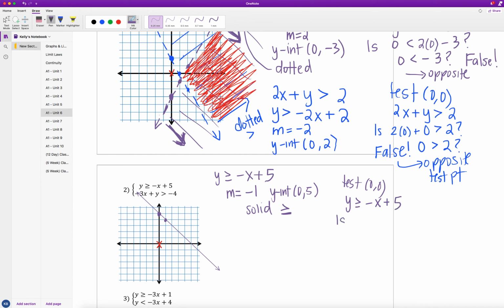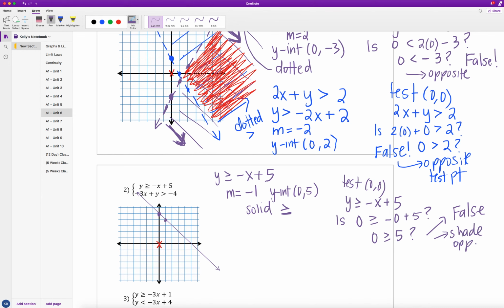So I'm asking myself the question, is 0 bigger than or equal to negative 0 plus 5? Reducing this down, I'm really asking the question, is 0 bigger than or equal to 5? This is also a false statement, which means that I have to shade opposite the test point.